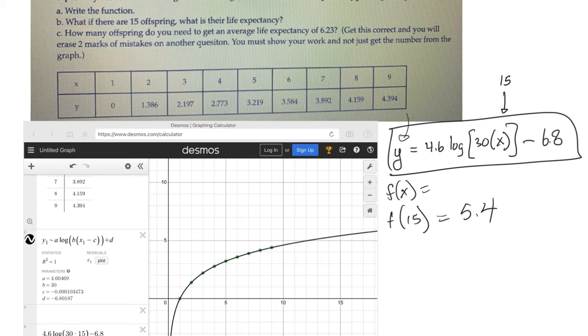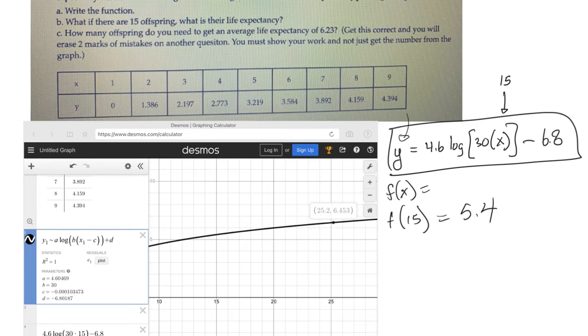So if I look at my graph here, they're wanting me to get up to 6.23. The y value is 6.23. I'm not there yet. A little too high, 6.235. Right about there. 22.55. So that's how many offspring I would need, 22.55, I think it was, so the life expectancy gets to be 6.23.